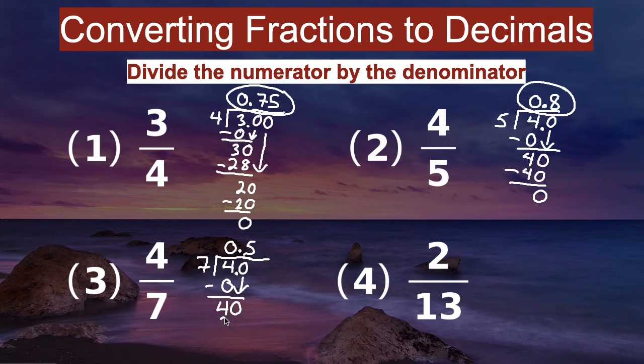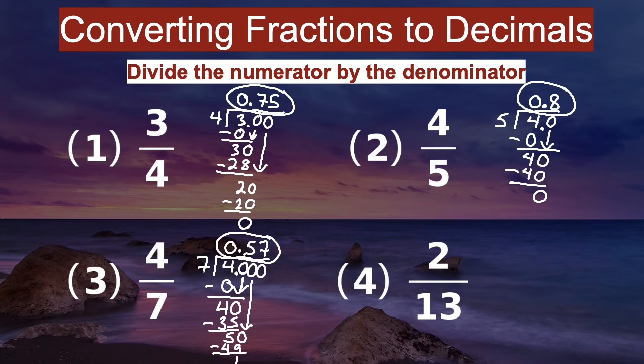7 times 5 is going to be 35. When we subtract that, we're going to get 5. We can add another 0 and drop it. 7 goes into 50 7 times. 7 times 7 is going to be 49. And when we subtract 50 and 49, we get 1. This is a good enough spot to stop, although we can keep going if we add another 0.